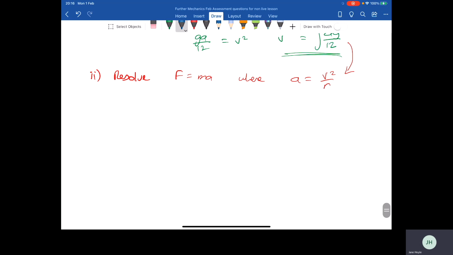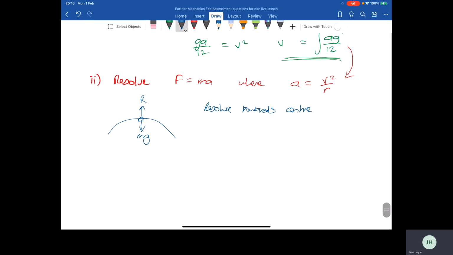We need to think about forces, however. So, of course, should I draw my circle? There's my circle. There's the ring. The normal reaction going vertically upwards. And, of course, we've got the weight acting down. We resolve in the direction of motion. We always resolve in the direction of motion. So resolve towards the center of the circle. Now, I said the direction of motion. I mean, of course, the direction of the acceleration. Okay, so it is accelerating towards the center.